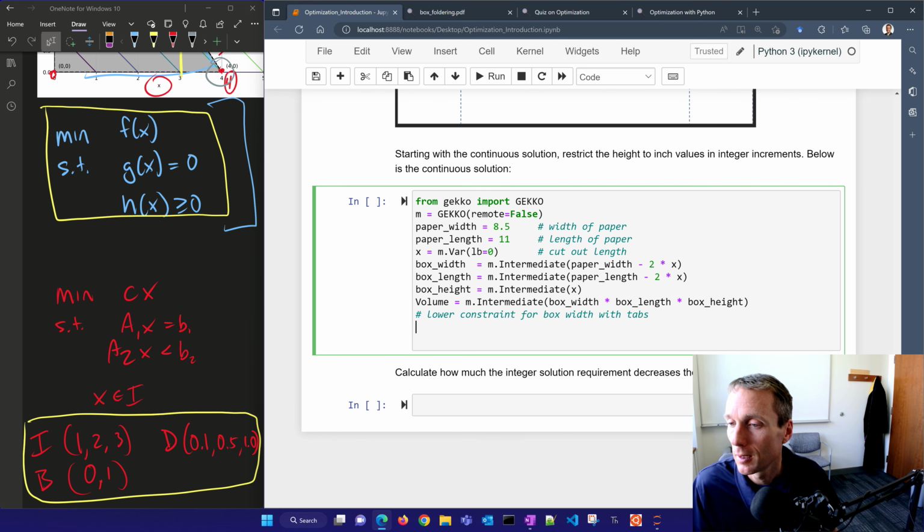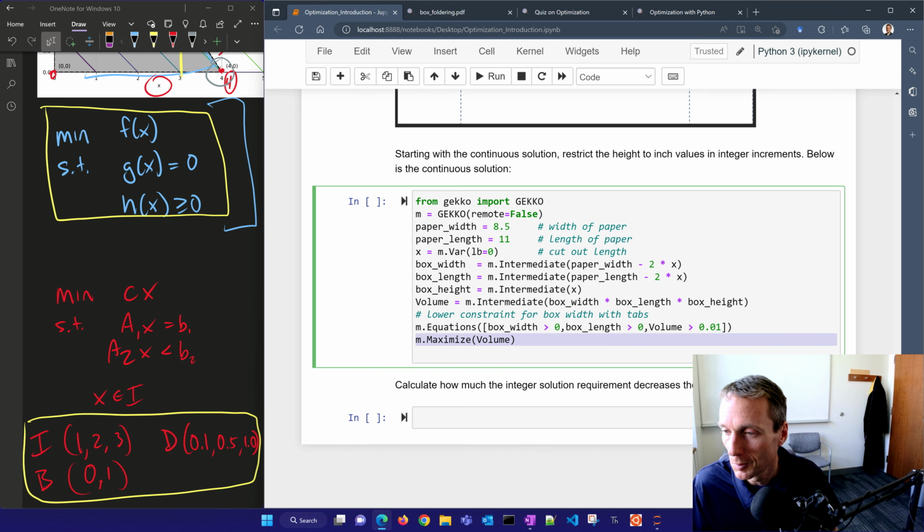And then I'll have a lower constraint for box width with tabs. If you had tabs on it to fold over, you need to include a little bit of extra space there, but we don't. Box width has to be greater than 0. Box length is greater than 0. And then volume, I'll just say that's greater than 0.01. Okay, we want to maximize the volume.